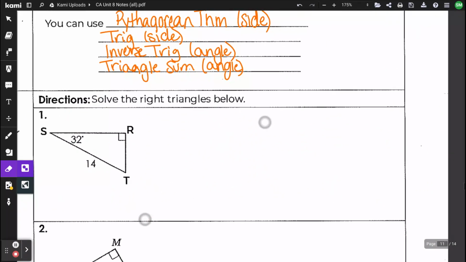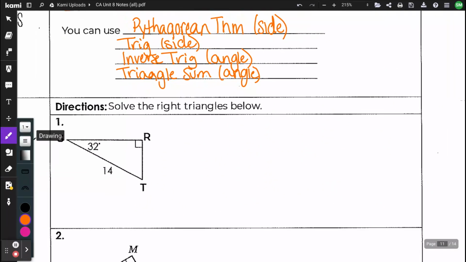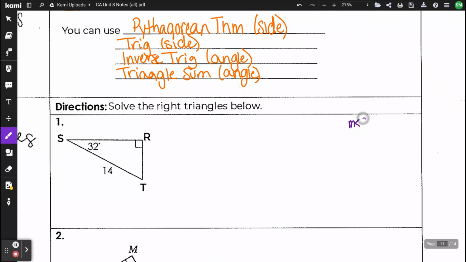So the directions: solve the right triangles. Short and sweet. How I like to start these is to make a list of my information. So the measure of angle S, the measure of angle R, the measure of angle T. I want all of that information, plus we're going to call it little s. Side little s is going to be across from big S. Little r is going to be across from big R. And little t is going to be across from big T.